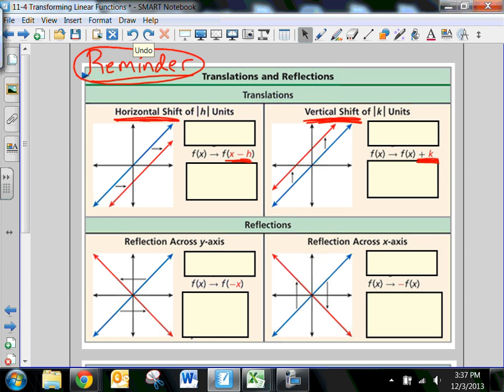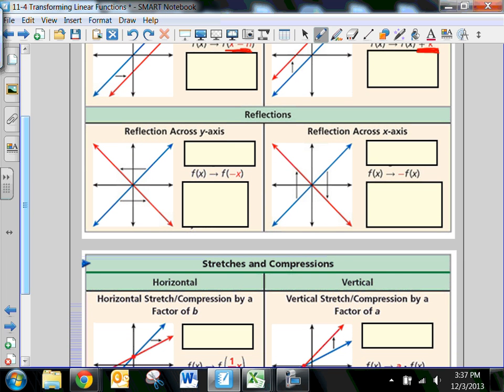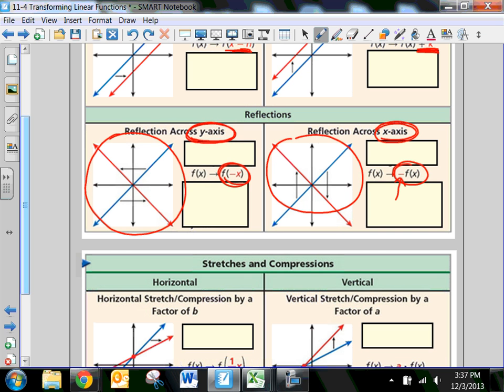Okay, and then the next thing that we did was we talked about reflections across the x and the y axis. So if it was reflecting across the y axis, then we made the x value negative. Notice that we're making the x value negative. If it was reflecting across the x axis, then we make the y value negative, which meant that we applied the negative sign here on the outside of the parentheses. These here are some pictures of what it looks like to reflect across the x and the y axis on those two problems.